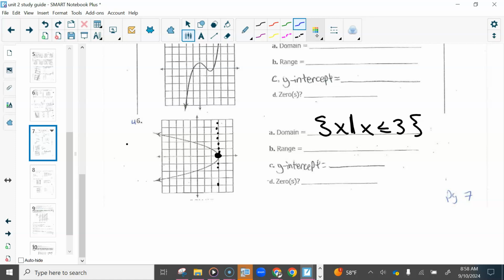For your range, this keeps going down, and this keeps going up in both directions forever and ever. What would that range be? All real numbers. Where we use the Y, the weird E, and the double R.